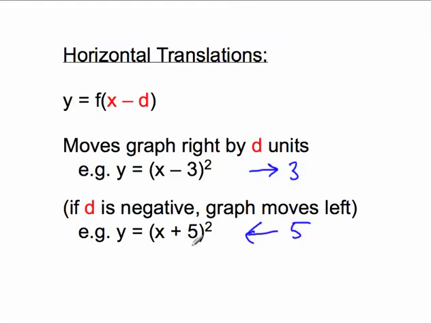Okay, so horizontal translations occur when you replace x with x minus or x plus something, and they move in the opposite direction than you might initially think. We're going to continue by looking at horizontal stretches.